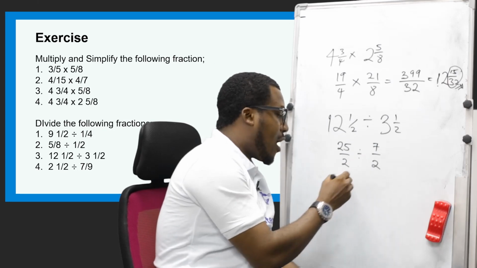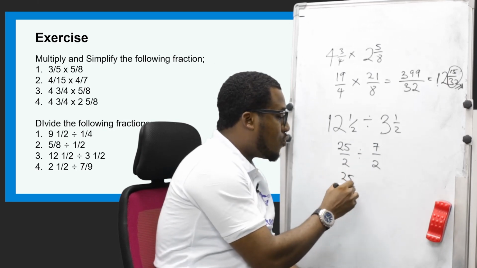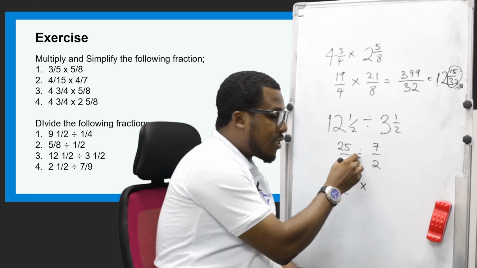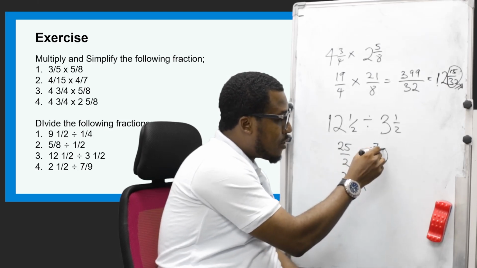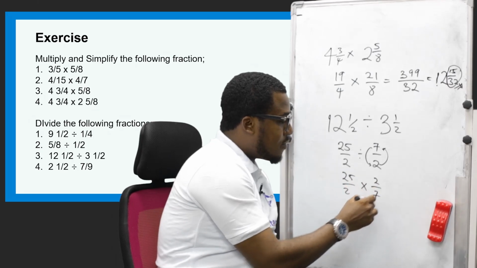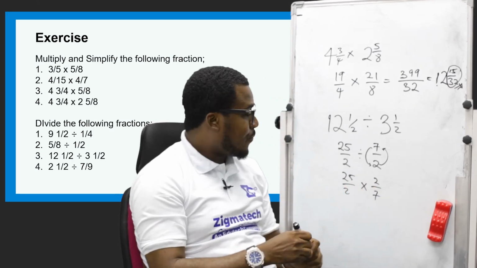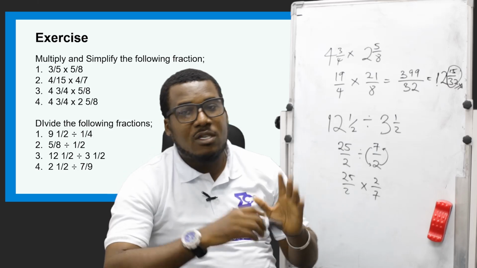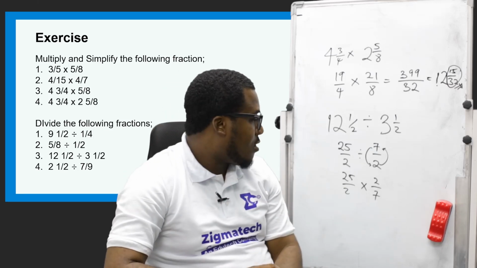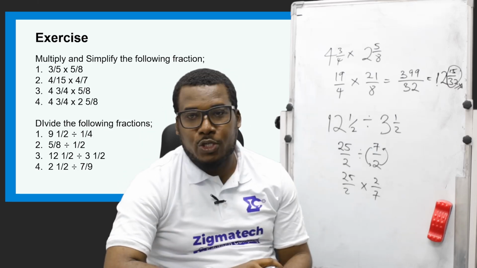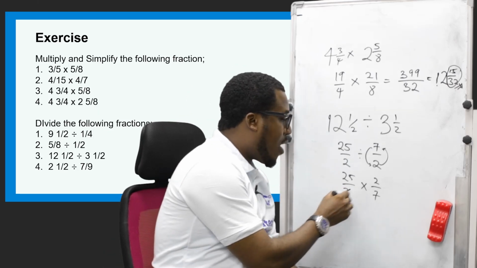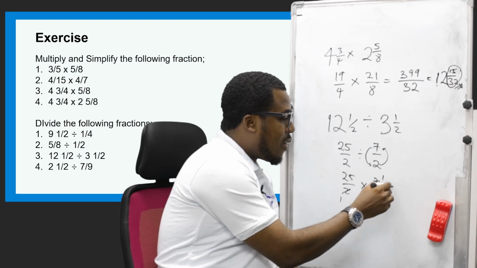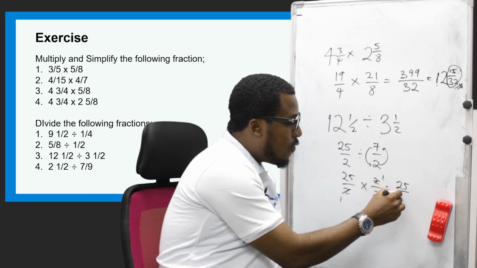You change the position now, it becomes 25 over 2 times. Now your sign changes, and these guys will change their positions. 2 over 7. Now if you look very well, 25 and 7 have nothing in common. But 2 and 2 have something in common. 2 divided by 2 will be 1. 2 divided by 2 will be 1. Therefore your answer will become 25 over 7.